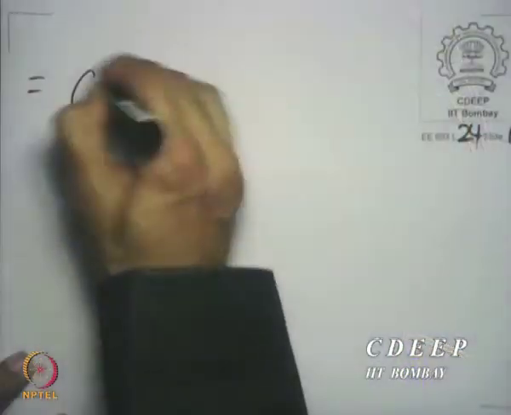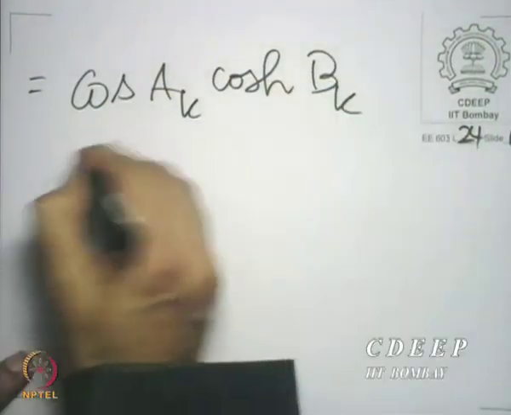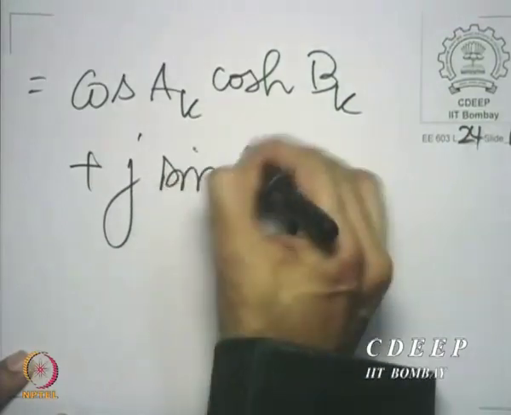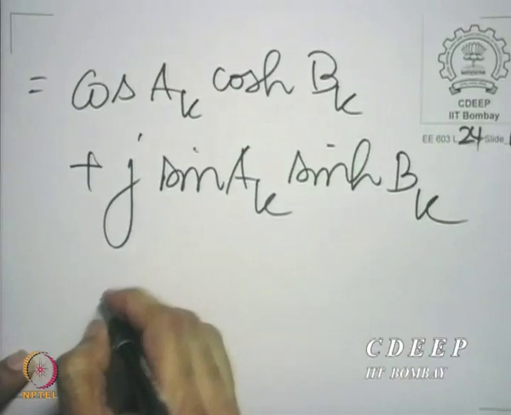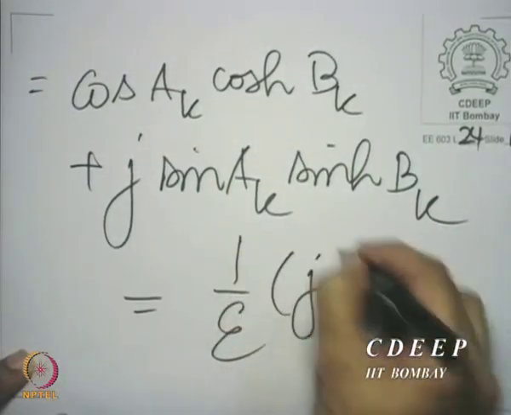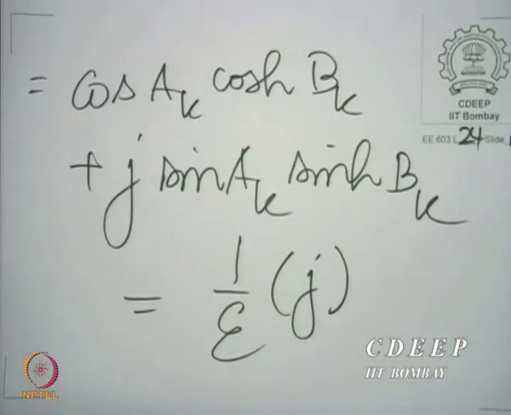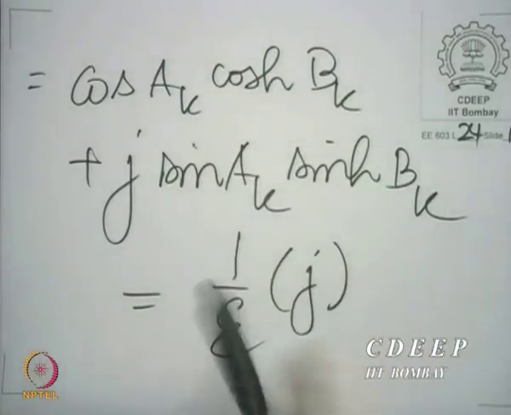So, there we go. We have, this is equal to cos a k cosh b k plus j sin a k sinh b k, and we equate this to 1 by epsilon times j, from where we can equate the real part and the imaginary part separately. Is that right? So, we equate the real part to 0 here and the imaginary part to 1 by epsilon.